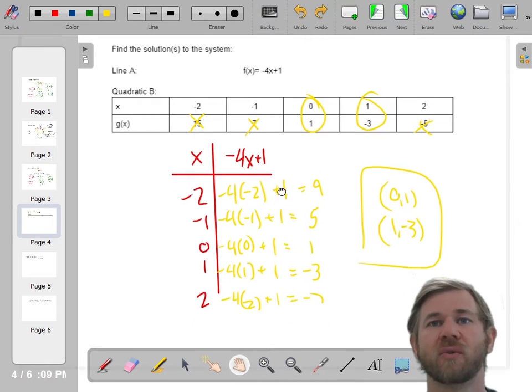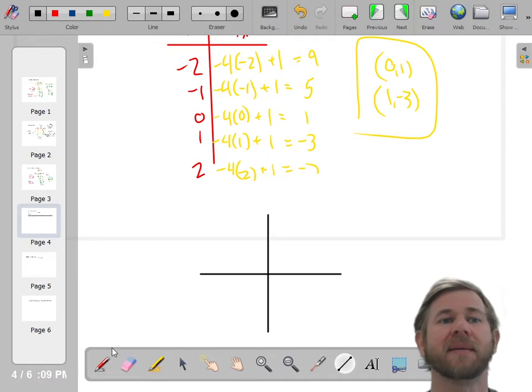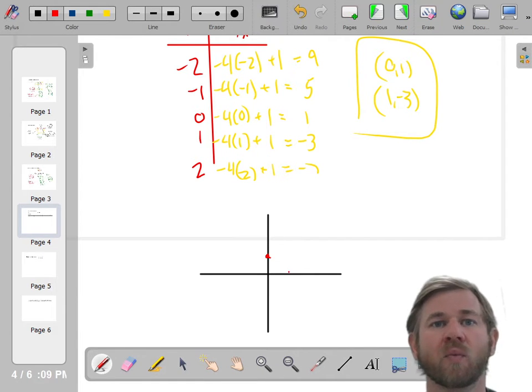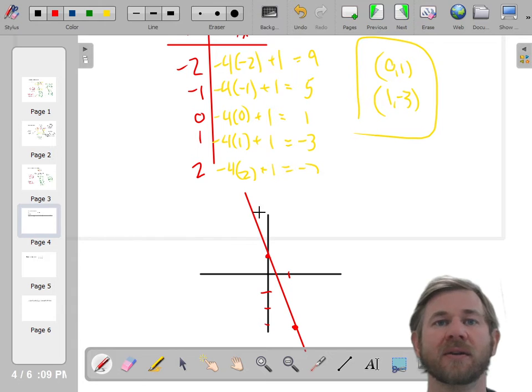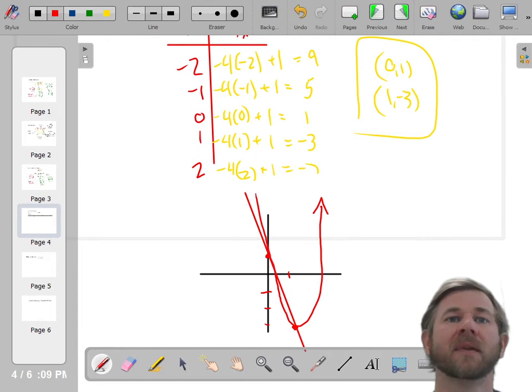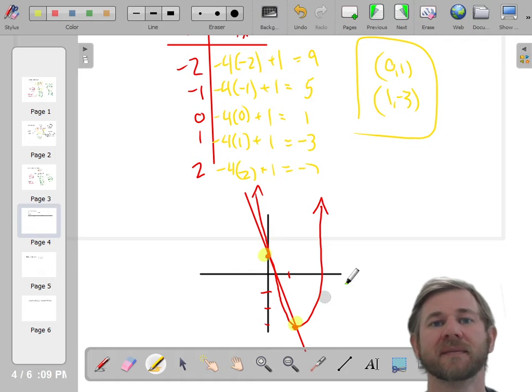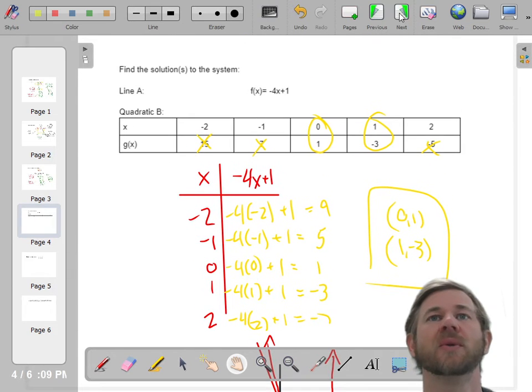So if I were to draw these graphs, I don't really know a ton about the graphs, but I know that at 0, 1, and 1, negative 3, they intersect. So it's going to look like something like this. And then you have a parabola that looks something like this probably. But they intersect in 2 places. 0, 1, and 1, negative 3.